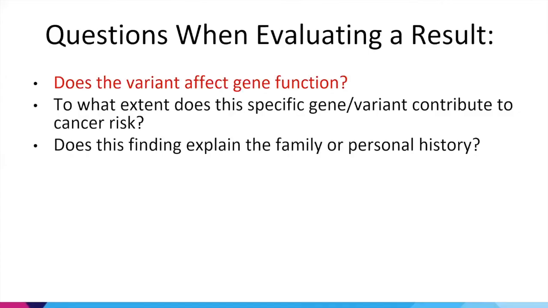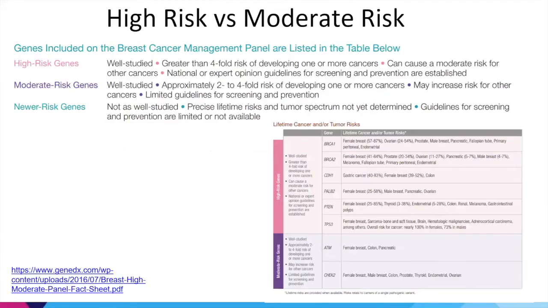So when evaluating a result, the first question is, does a variant affect the gene function, which we've already discussed? If it does, to what extent does this specific gene or variant contribute to cancer risk? And so, especially with the ability to test multiple genes at the same time, we're actually learning different types of risk information. So there are high-risk genes like BRCA1 and 2, which I keep using as an example, which we would quote, let's say, a 45 to 85% lifetime risk for breast cancer. But some other genes are more moderate risk. So for example, ATM, we might quote a 33 to 38% lifetime risk, or CHEK2, a 23 to 48% lifetime risk. And so that's a very different conversation.